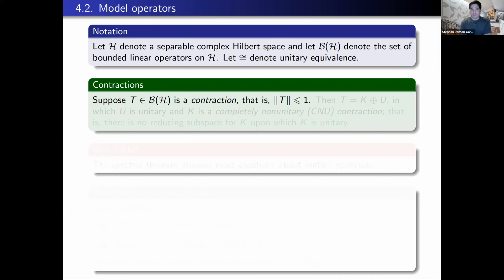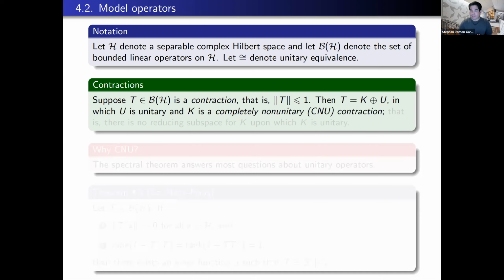So let's suppose that T is a contraction on H. In other words, its operator norm is at most 1. It turns out that you can get a direct sum decomposition of T in a very, very nice way. T can be written as the direct sum of two operators, one of which is unitary. Now, that might not actually exist, but this is the generic case here. And K is something called a completely non-unitary contraction. Again, either summand could be absent for a particular T.